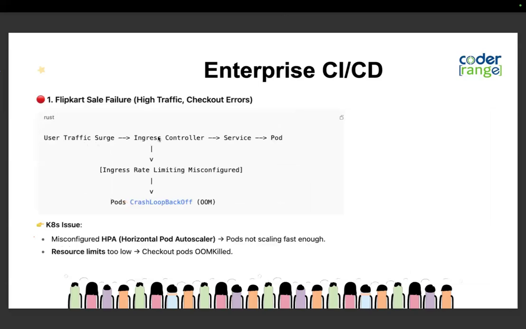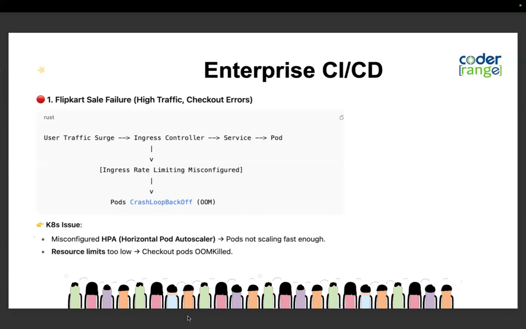It will come to the ingress controller, and there is a service and pod. The ingress will have rate limiting, but that rate limiting was misconfigured. The pod will go into crash loop back off. So the Kubernetes issue is what? There's a misconfigured horizontal pod autoscaler, so the pod is not able to scale. One more issue is resource limitation: the resource limit is too low and the pod is killed. Due to this reason, we are not able to scale.